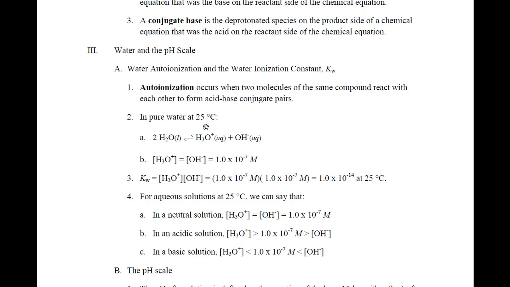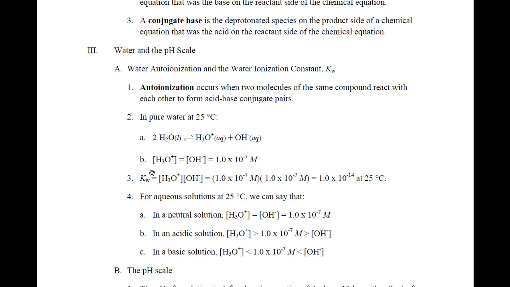Numerically then, at 25 degrees Celsius, 1 times 10 to the minus 7 times 1 times 10 to the minus 7th becomes 1 times 10 to the minus 14th. And no, again, K has no units, so even though that should be like molarity squared, it isn't. The units just magically go away. And so the Kw is 1 times 10 to the minus 14th.